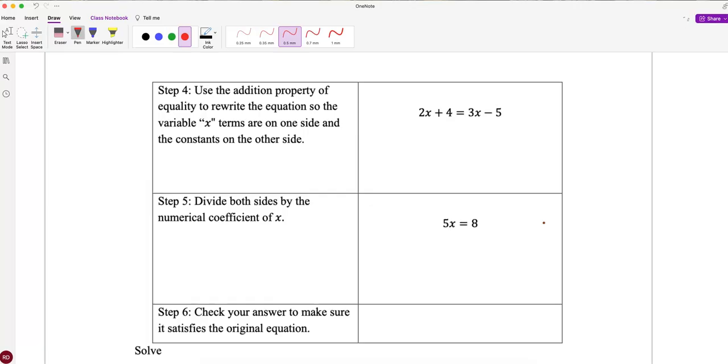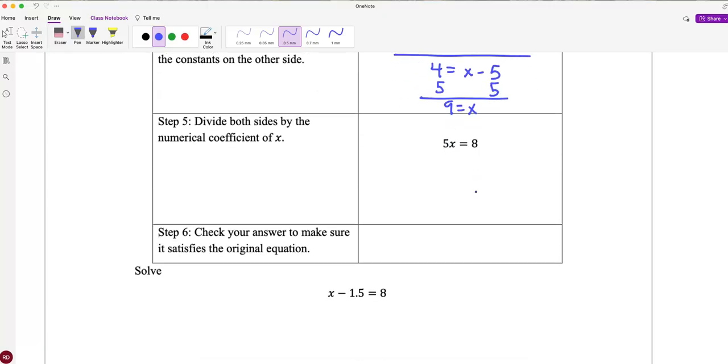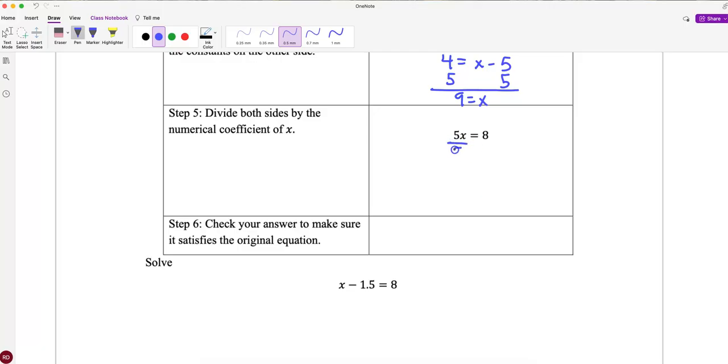The other thing is the addition property. That's probably one of the things we use the most, is adding the same thing to both sides. So when I see an x and a constant, I always try to take care of the x term first. If I subtract 2x from both sides, I get 4 equals x minus 5. The only thing left to do would be to add 5 to both sides. So 9 equals x. And if you see something that has a coefficient that's multiplied, you solve for x just by dividing by that coefficient. So x equals 8/5.